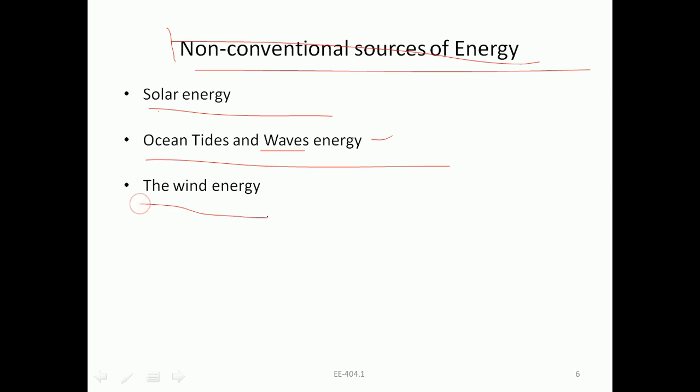Next, wind energy. Using wind turbines, the wind force drives the turbines to mechanical energy, and from mechanical to electrical energy conversion takes place.